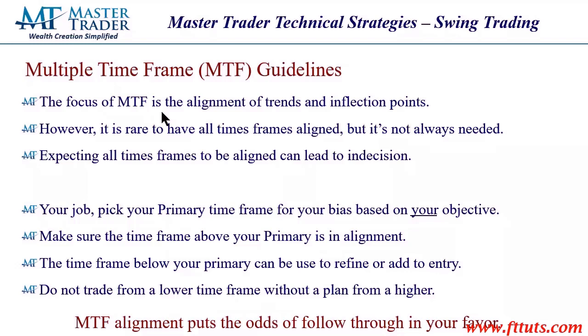We don't need it. Our focus as swing traders is to look for our macro and our micro time frame to be in alignment with trends, support, resistance, and the price patterns that say that prices are ready to move in the direction of the prevailing trends. So our job is to pick our time frames based on our bias. Right? We are looking for that primary time frame to be in alignment. The time frame below your primary can be used to refine.